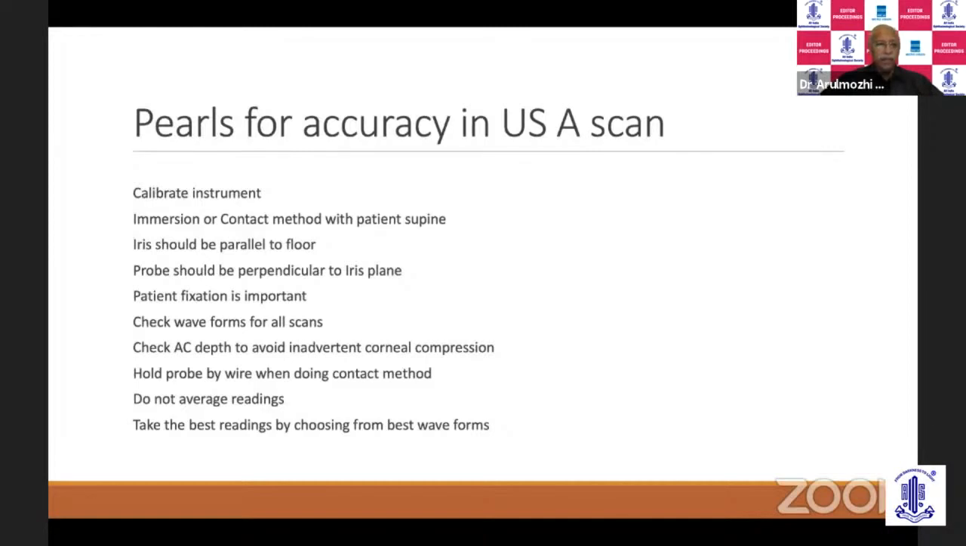Don't just take the numbers. Check AC depth to avoid inadvertent corneal compression. Hold the probe by the wire when doing the contact method. Don't hold the probe directly. Do not average readings. Take the best readings by choosing the best waveforms.